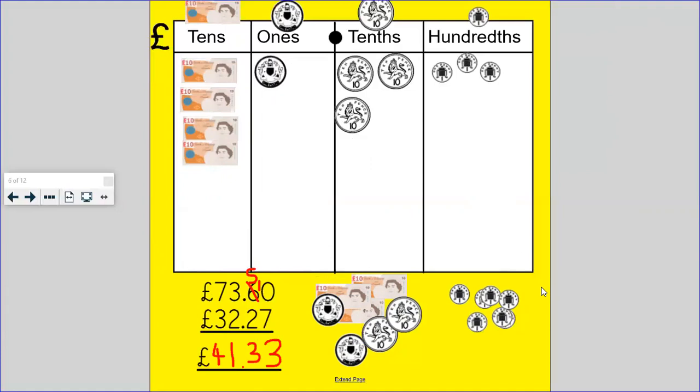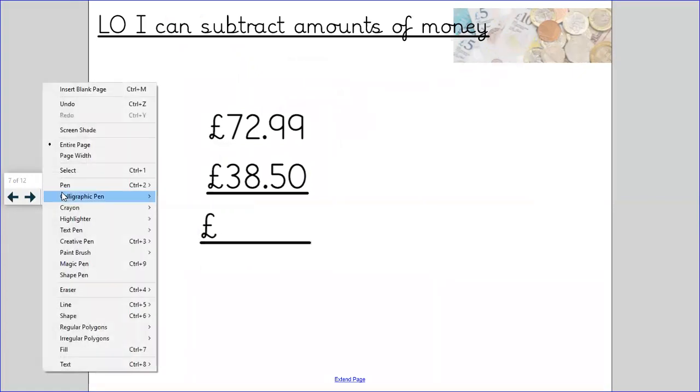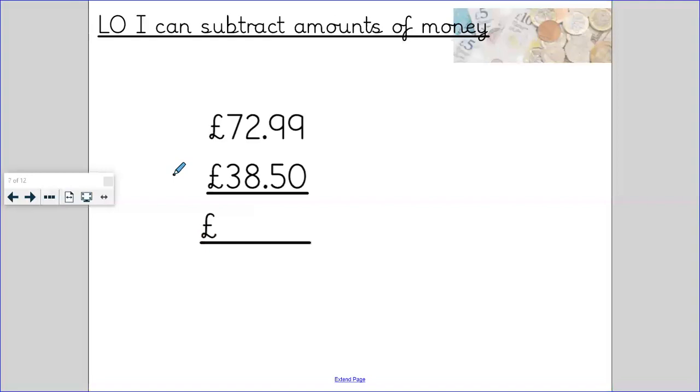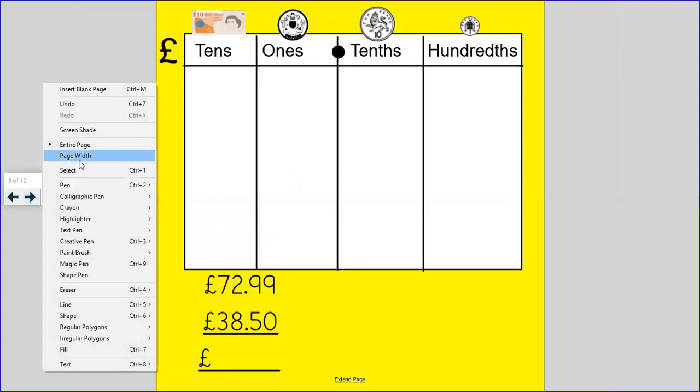Okay, let's do one more as practice. Here we've got £72.99, take away £38.50. I've just noticed I haven't got a subtraction sign there. I should have a subtraction sign. Probably didn't have one on the last one either. I do apologise. Okay, here it is again. No, it's not. I haven't put in the numbers. Let's do that very quickly.